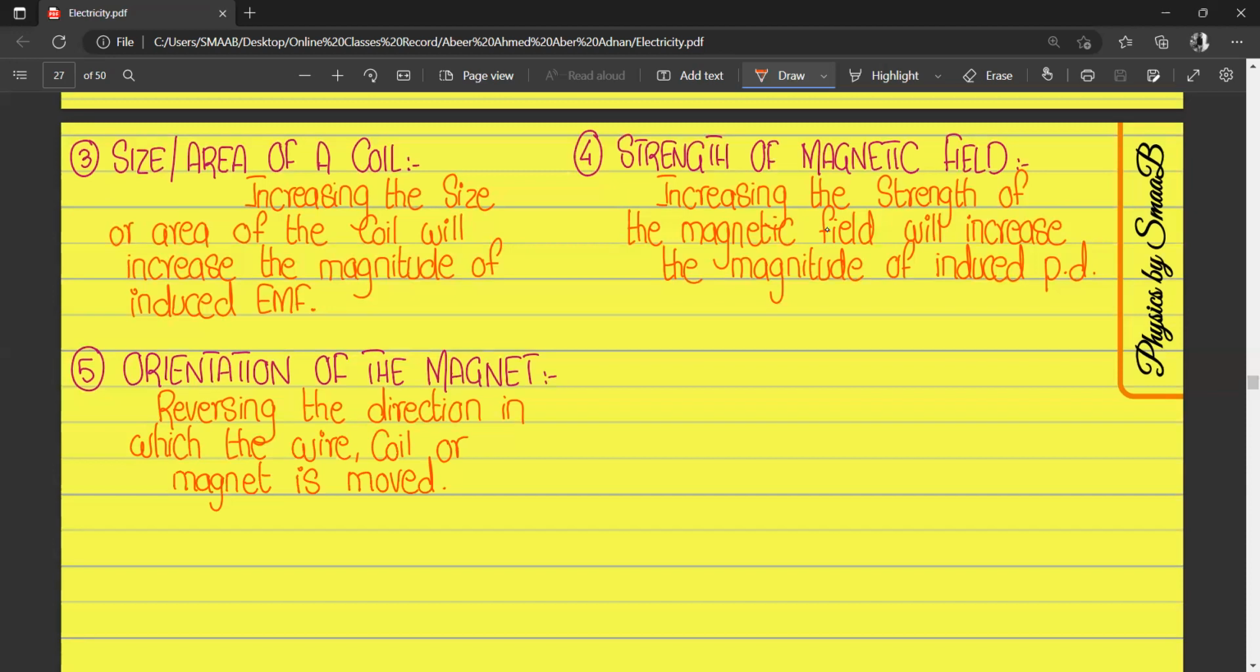Any confusion? No. So these are the five factors. You need to remember these factors because in MCQs and in detailed questions, they ask about the factors. They also ask you to write any three factors which will affect the induced EMF. And like questions you already know we discussed in the chapter of practical electricity, right? Yes. Okay.